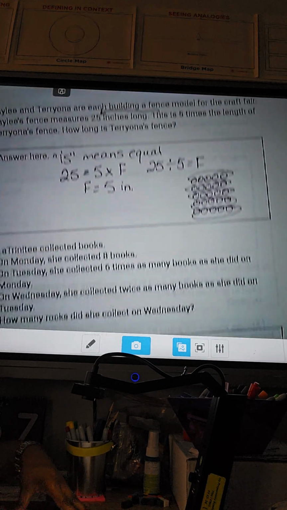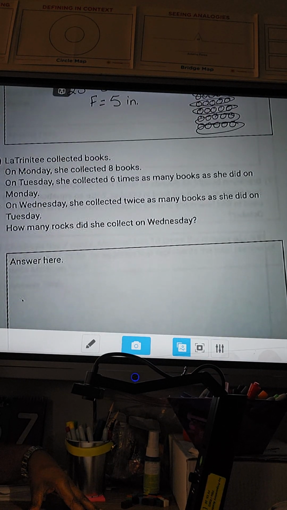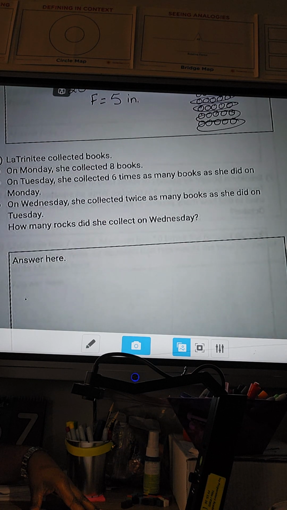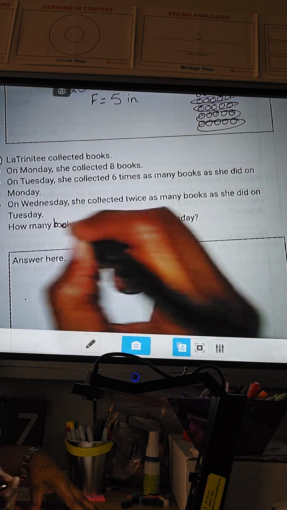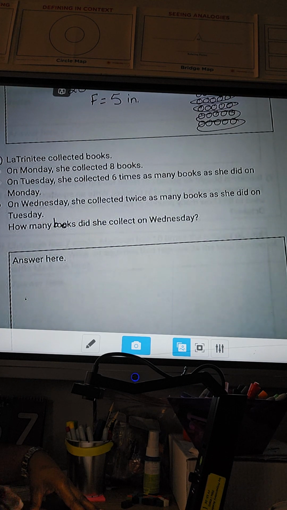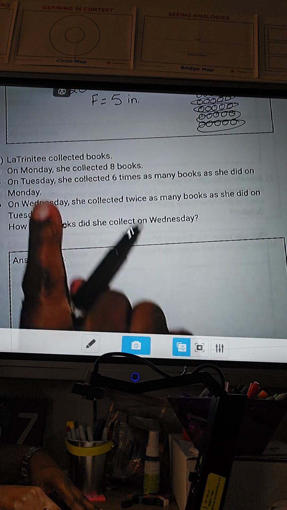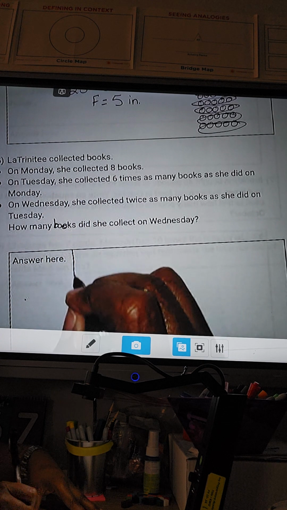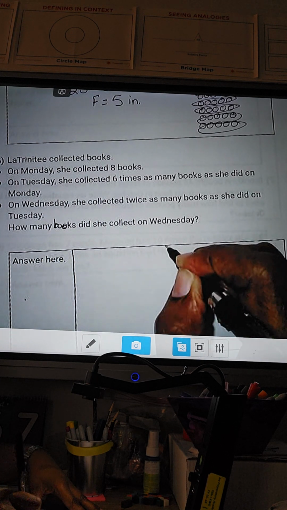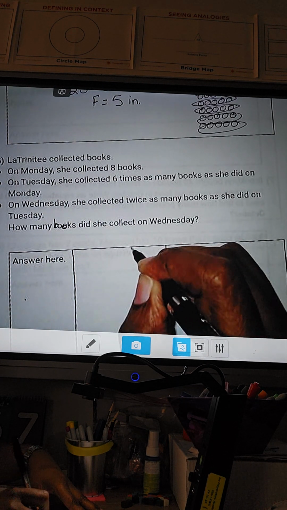All right, number 5, Trinity collected books. On Monday, she collected 8 books. On Tuesday, she collected 6 times as many books as she did on Monday. On Wednesday, she collected twice as many books as she did on Tuesday. How many books, not rocks, did she collect on Wednesday? Remember, we talked about when we see a number story and it lists different days of the week or different people having different numbers of things, you want to create a chart.